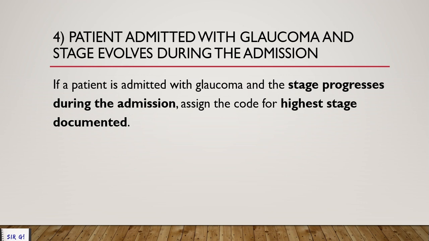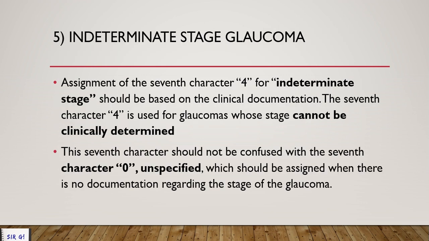If a patient is admitted with glaucoma and the stage progresses during the admission, assign the code for the highest stage only. Okay? That's how easy it is. For example, when the patient came in, it's only stage 1. But when the patient is being discharged, the stage is now stage 3. So as per your guideline, you need to code the highest stage documented only. Okay? That's your guideline.